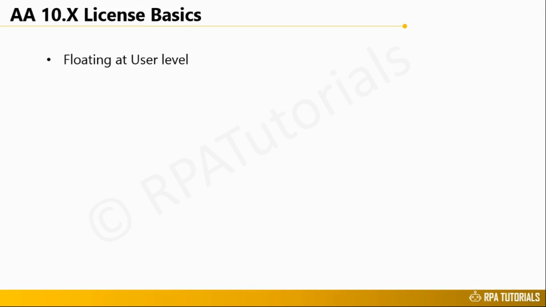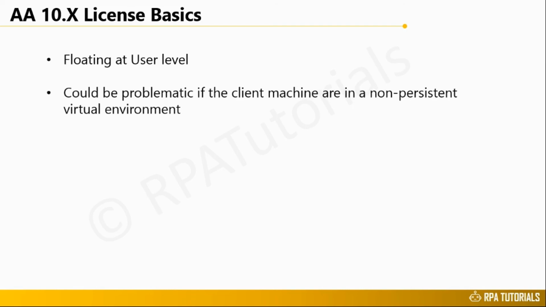The current licensing model, though meant to tap revenue leakage for Automation Anywhere, can be problematic if the client machines are hosted in a non-persistent virtual environment. Since the users log into different machines, they would need a different license for every user and machine combination, making it a commercially infeasible solution. There are still some ways you can optimize use of both licenses and client machines in a large-scale RPA deployment.